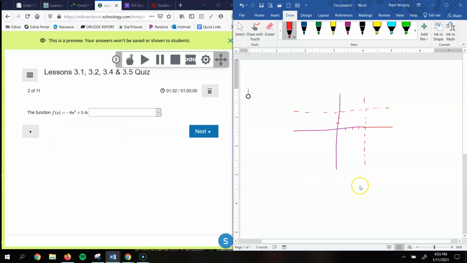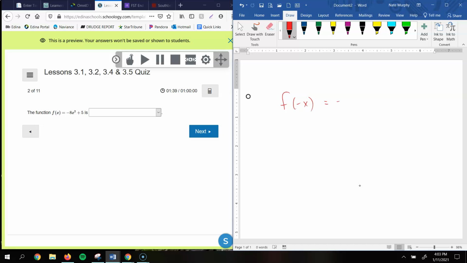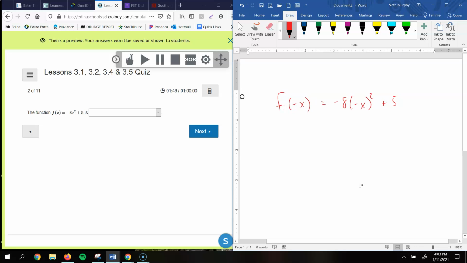So to figure that out, we're going to have to use this little property, where we replace x with negative x. And if after simplifying, the function remains the same from what it was originally, then we would say it's an even function. If both terms change to be completely opposite what they were originally, then we would say it's an odd function. But if one changes and the other stays the same, then it's neither. So negative x, when you square it, that would be a positive x squared. So we'd end up with negative 8x squared plus 5.